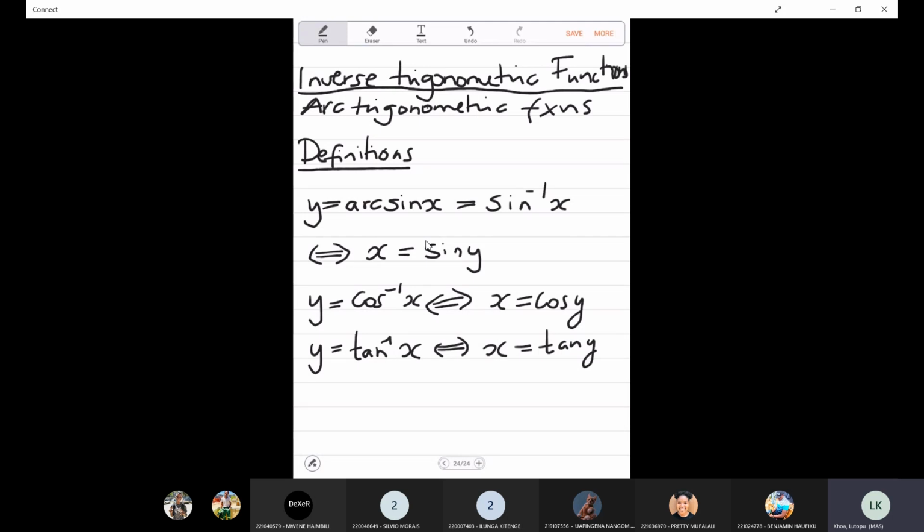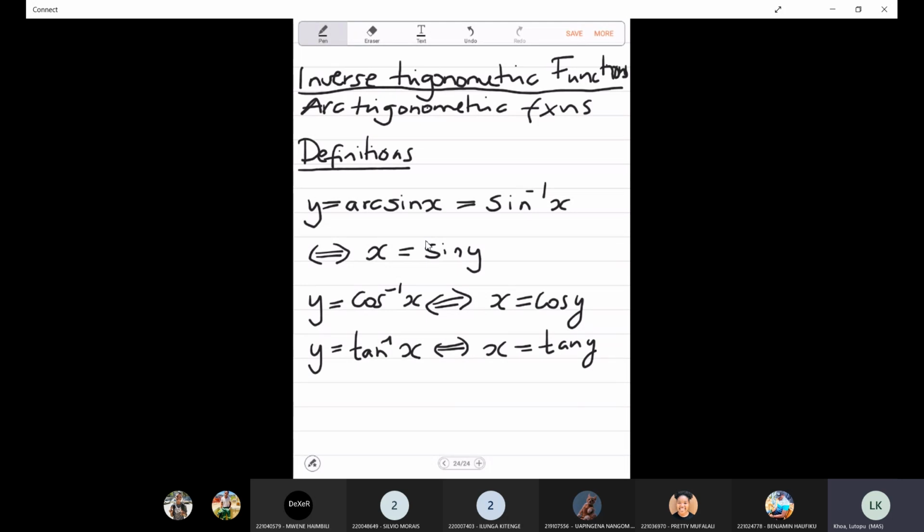And you need to keep in mind what all these functions mean. What does sine of y mean? Opposite over hypotenuse. What does cos mean? Adjacent over hypotenuse. Tan is opposite over adjacent. So we'll use those quite a bit.